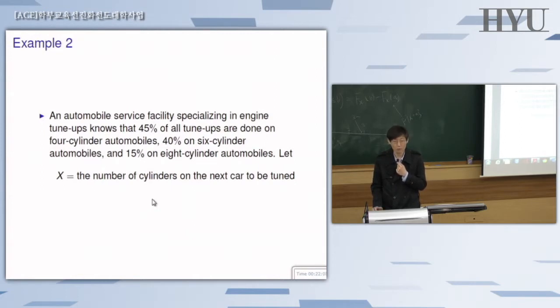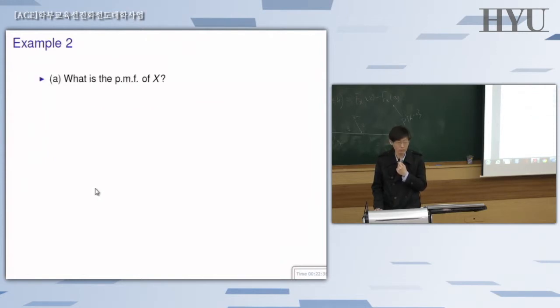Has to be one of those: either 4 cylinders, 6 cylinders, or 8 cylinders. I haven't heard anything bigger than 8 or less than 4. Has to be one of these three cases. They're exhaustive. Given this, define random variable x such that it means the number of cylinders on the next car to be tuned. First question, write down the probability mass function of this.